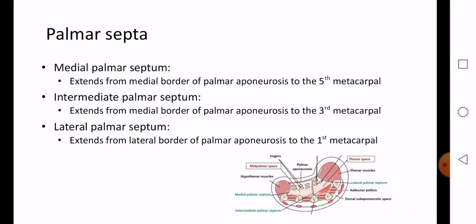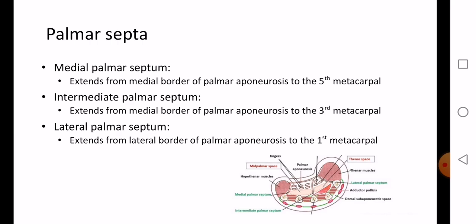Now, there are certain septa arising from the palmar aponeurosis, going from the palmar aponeurosis to the metacarpals. These are called the palmar septa. So how many metacarpals do you have? You have 5 metacarpals. So there are 3 septa. Think of it as going to alternate metacarpals. So 1, 3 and 5, from the palmar aponeurosis to the 1st, 3rd and the 5th metacarpal.